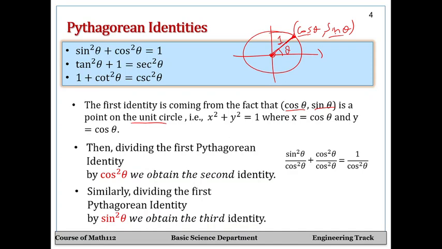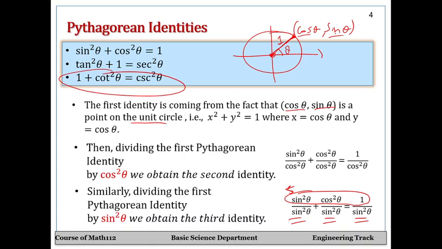So dividing by sine squared, we will get this equality here, this identity. Okay, if it is true for all theta, for all real numbers theta, we call it an identity.